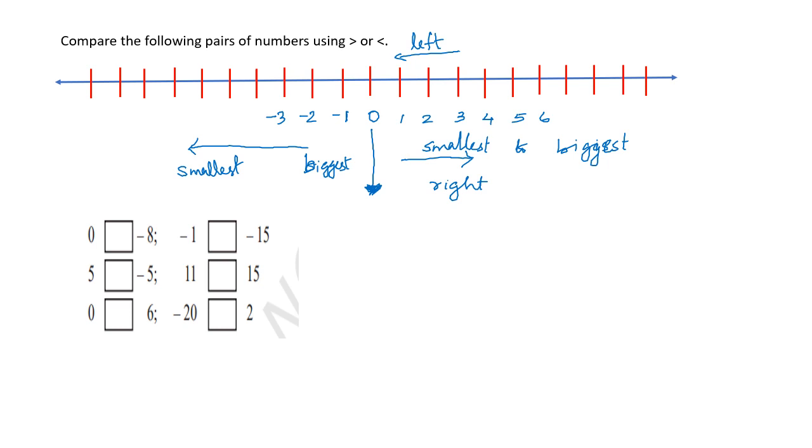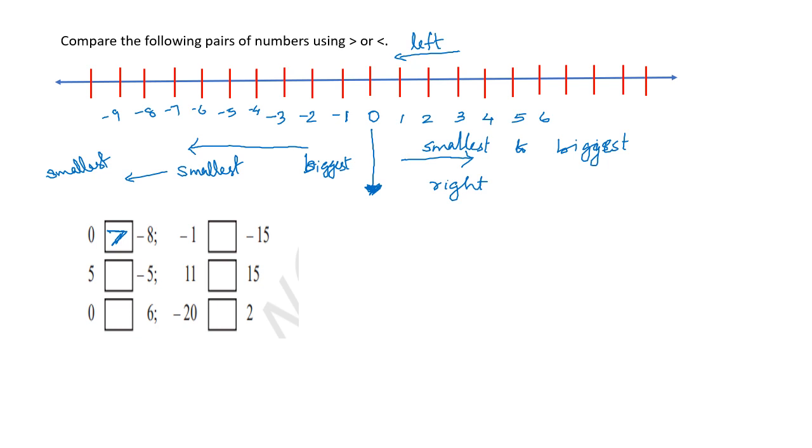Where do you think minus 8 will be coming? This is minus 4, minus 5, minus 6, minus 7, minus 8, minus 9. I told you as we move towards the left, it is becoming smaller and smaller. So this side, it will be the smallest. So which one is greater? 0 is greater. Whichever one is greater, the open mouth, the big mouth will be towards the greater number.